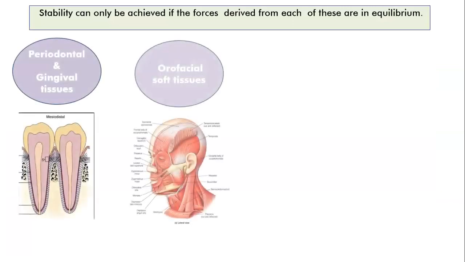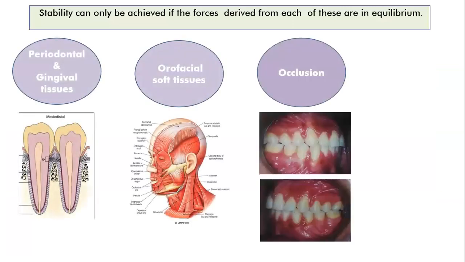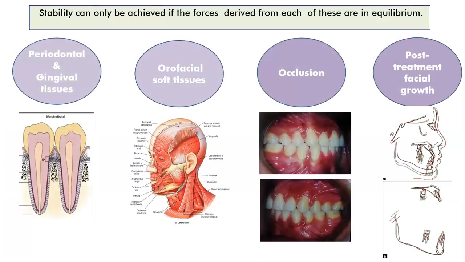Where is this post treatment relapse happening from? Where is it coming from? This has multiple reasons. It is not because of one particular thing. One is the periodontal and gingival tissues, as we just saw. If you don't give adequate time for it to reorganize and rearrange, it will relapse. That is already said. Oral and orofacial soft tissues.